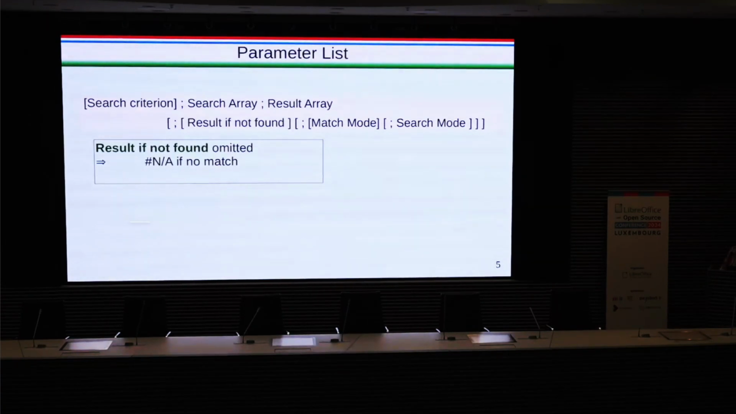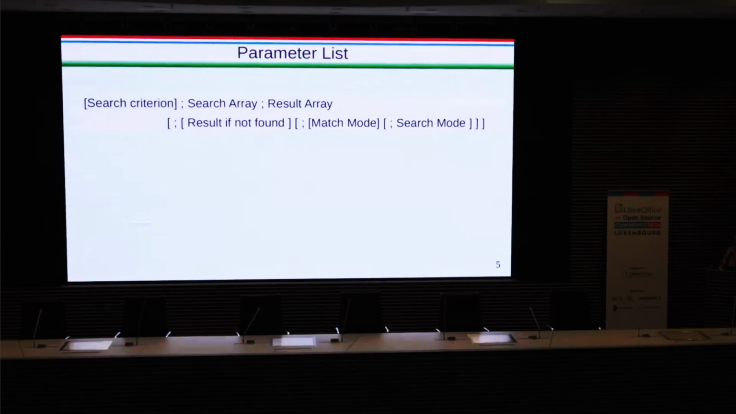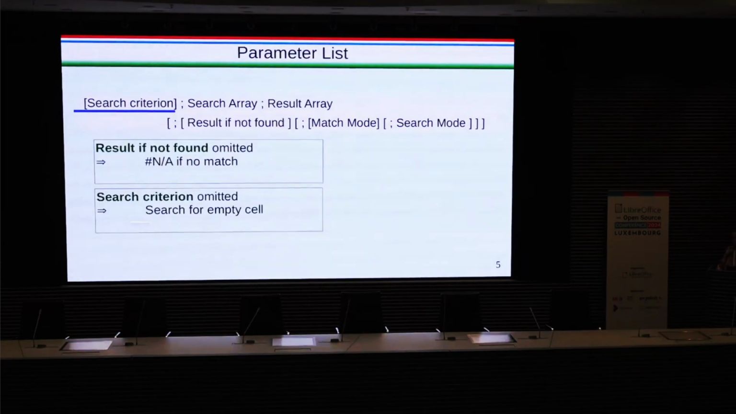So now you know what these square brackets mean, and you are probably wondering how the value to be searched for can be empty. That's here. How can the search criterion be empty? That is something special. It means that when we omit this parameter, then you search for an empty cell.